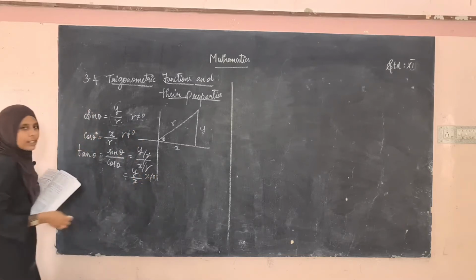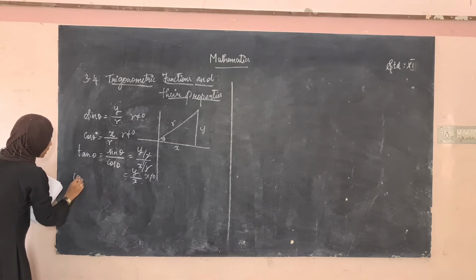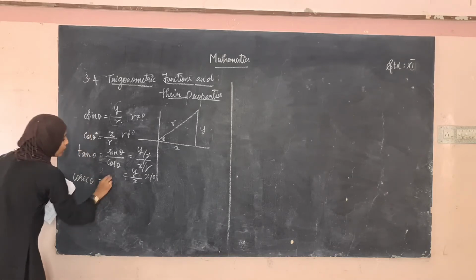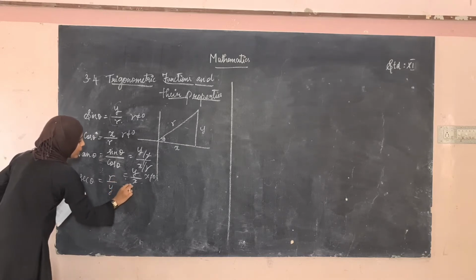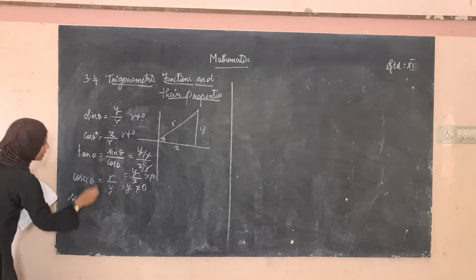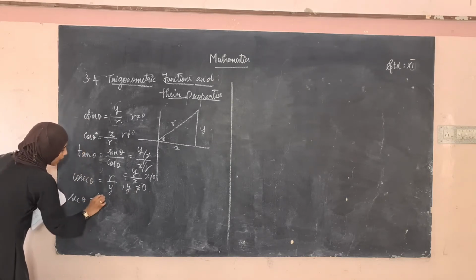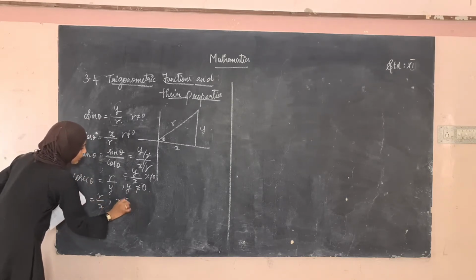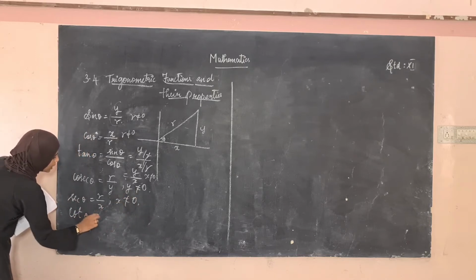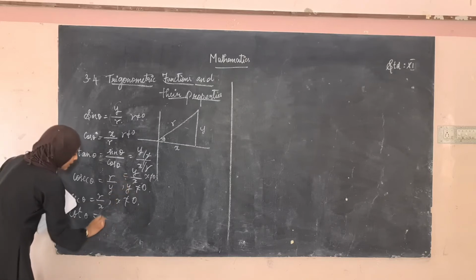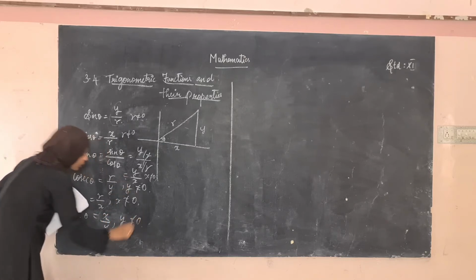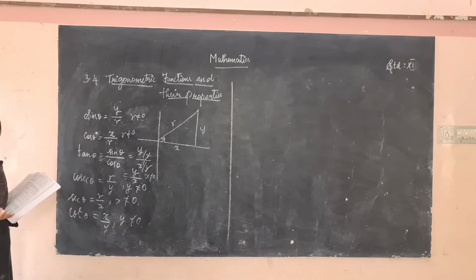Now what about the other three values? That is cosecant theta. Cosecant theta is the reciprocal of sine theta. Therefore, r divided by y. Here y should not be equal to 0. And what about secant theta? Secant theta is the reciprocal of cos theta. That is r divided by x. Here x should not be equal to 0. And what about cot theta? Cot theta is the reciprocal of tan theta. That is x divided by y. Here also y should not be equal to 0. So, x, y and r should not be equal to 0.